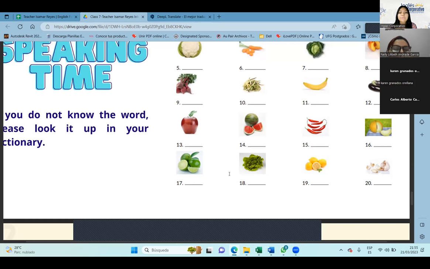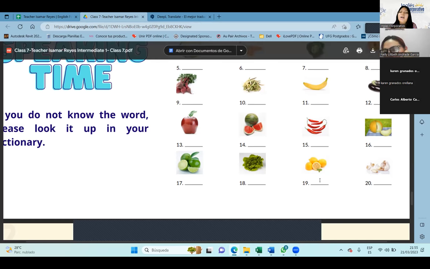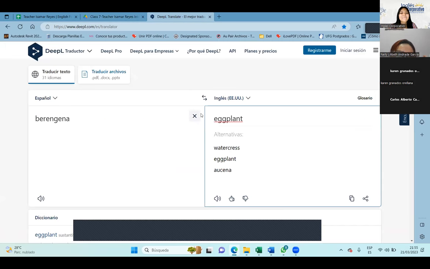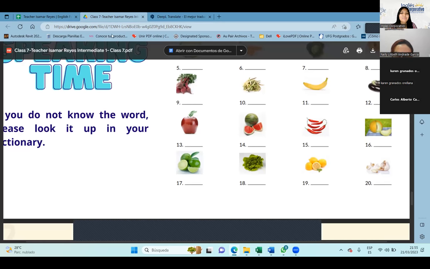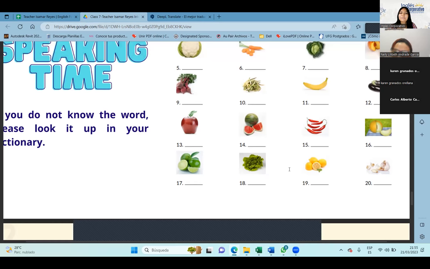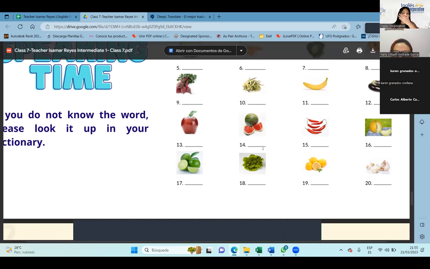Lemon. 18. Lettuce. Orange. And? No. Ajos. How do you say? Garlic. Garlic. Yes. Garlic, that is correct. Okay, perfect.